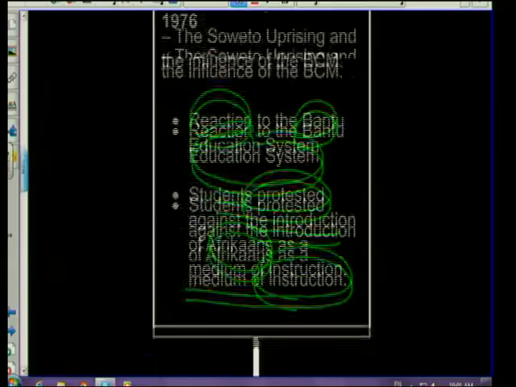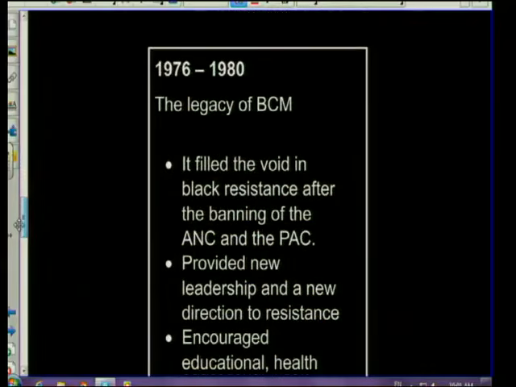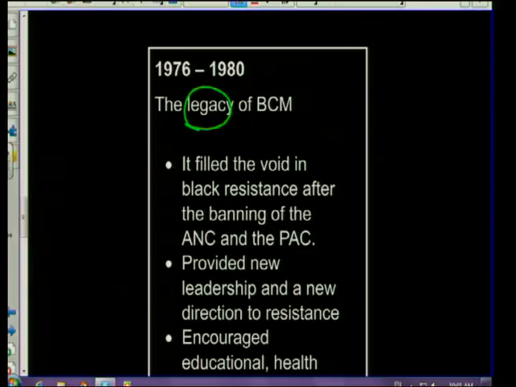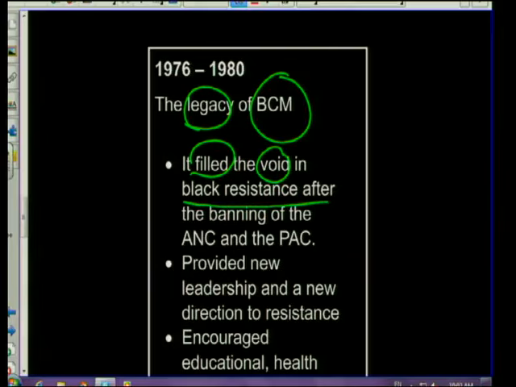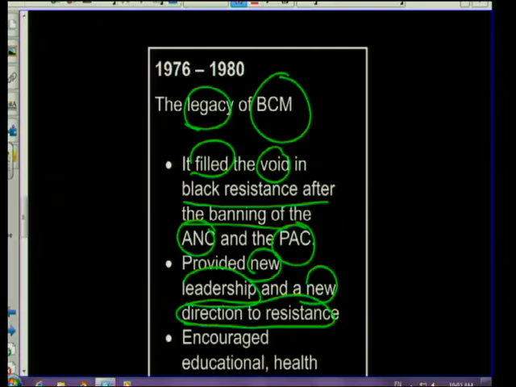Moving on to the next period of the movement, from 1976 to 1980, we're looking at the legacy of the BCM. Some of the important things you need to know for this part of the paper is that you need to understand that it filled the void in the black resistance after the banning of the ANC and PAC. It also provided new leadership and a new resistance to the movement.